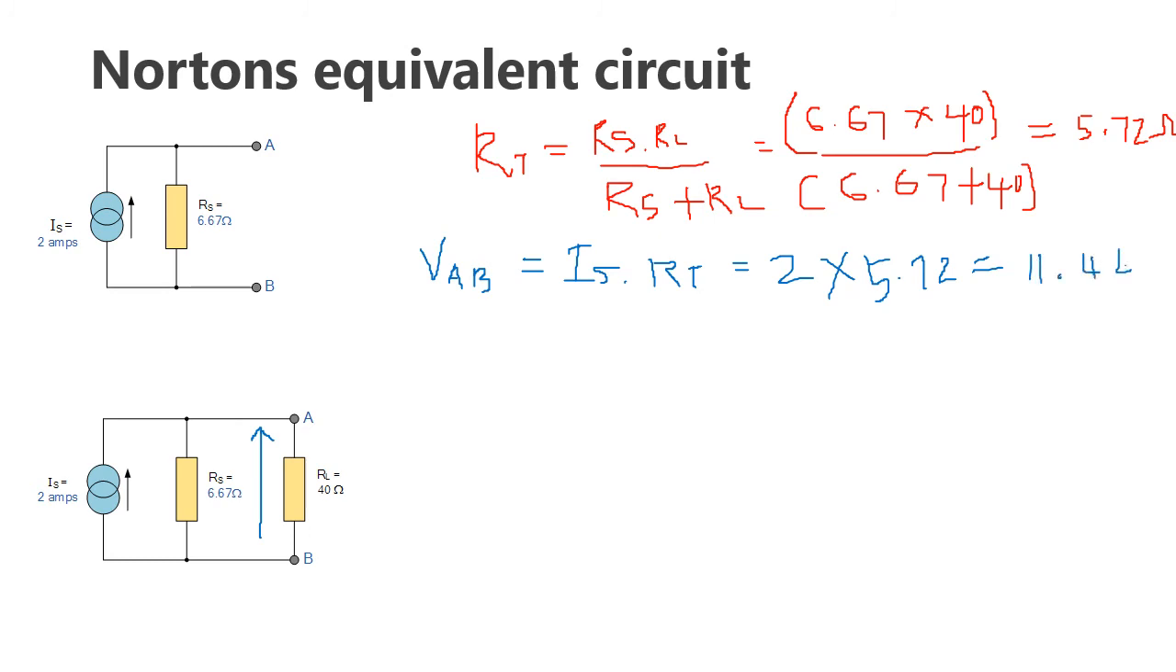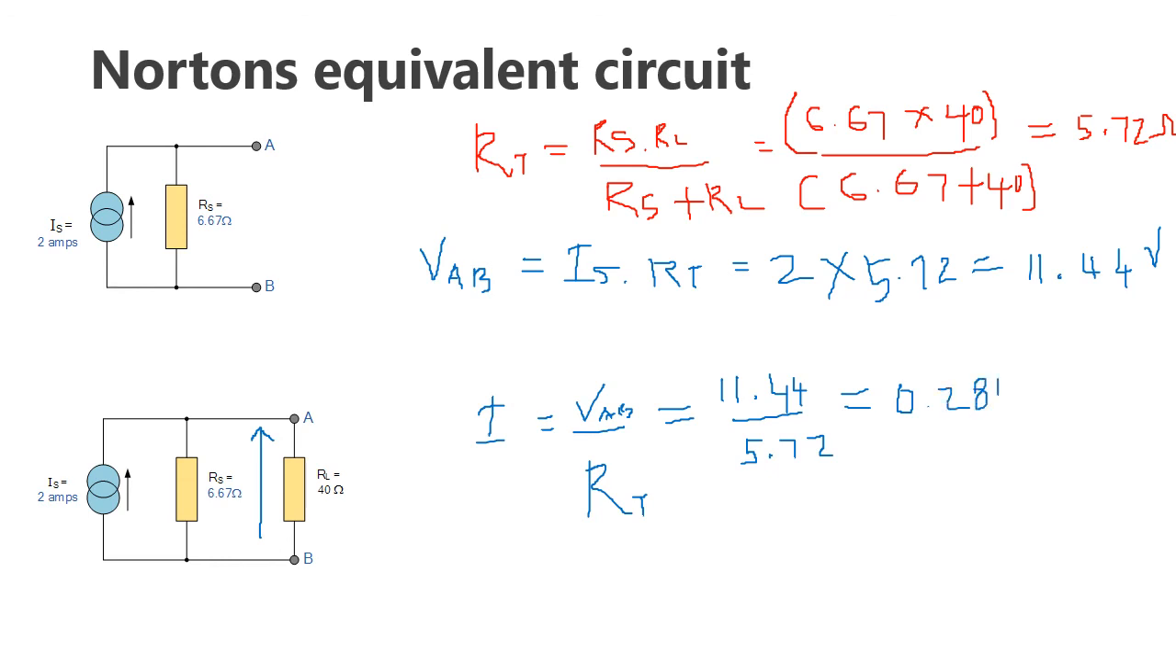Now we can find the current. The final step: we know the value of VAB and the value of RT, so we can find the current I. I will be equal to V over R. Substituting VAB, which is 11.44 volts, and for RT 5.72 ohm, that will be equal to 0.286 amperes.